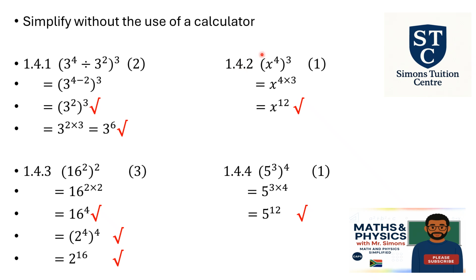Look at the second problem, straightforward, x to the power 4 raised to the power 3, it simply becomes 4 times 3. We assume you know 4 times 3 is 12, no? 1 mark.